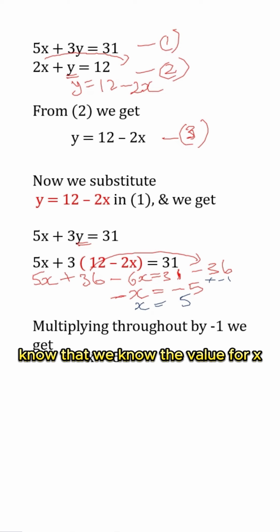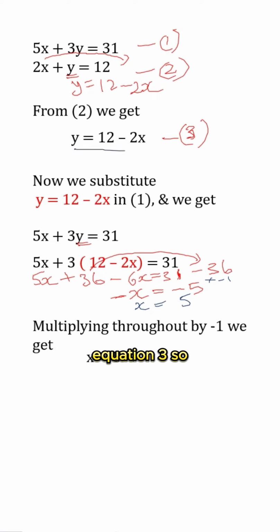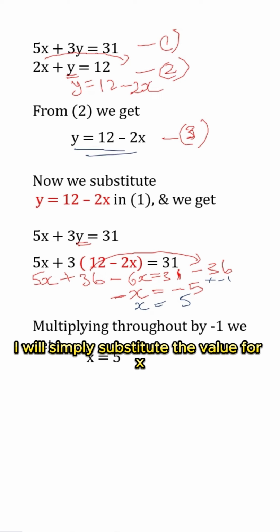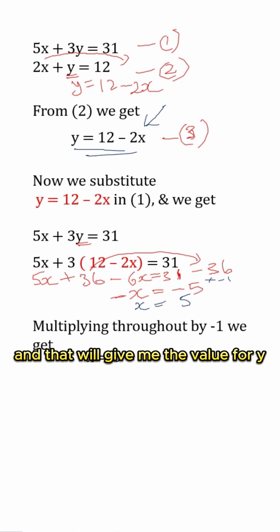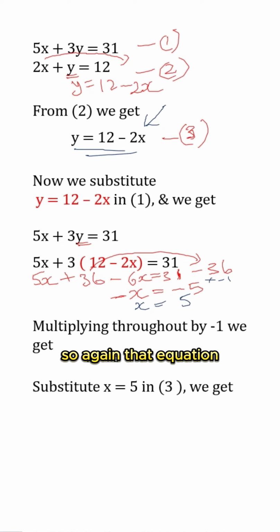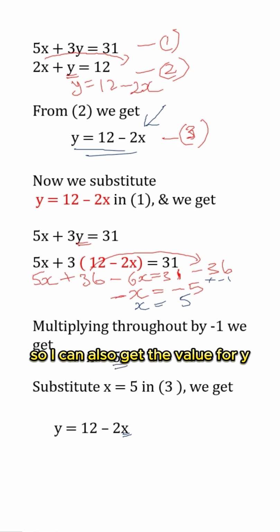Now that we know the value for x, we can substitute it into the equation to determine the value for y. Now what equation would I use? I would use equation 3. In this equation, I will simply substitute the value for x, and that will give me the value for y. So I'm substituting x into equation 3. So this is equation 3, y is equal to 12 minus 2x. And wherever I see x, I am going to substitute 5, so I can get the value for y.